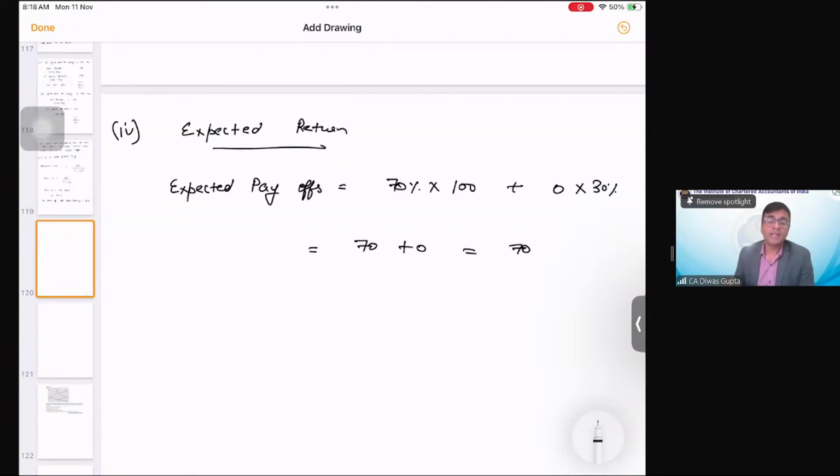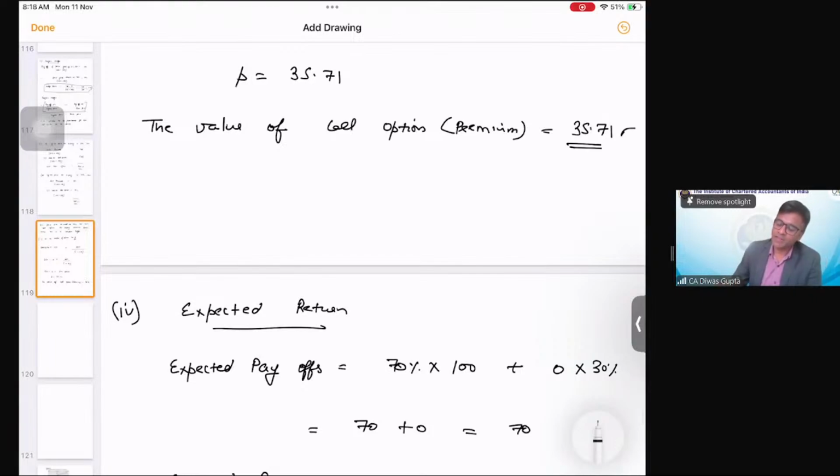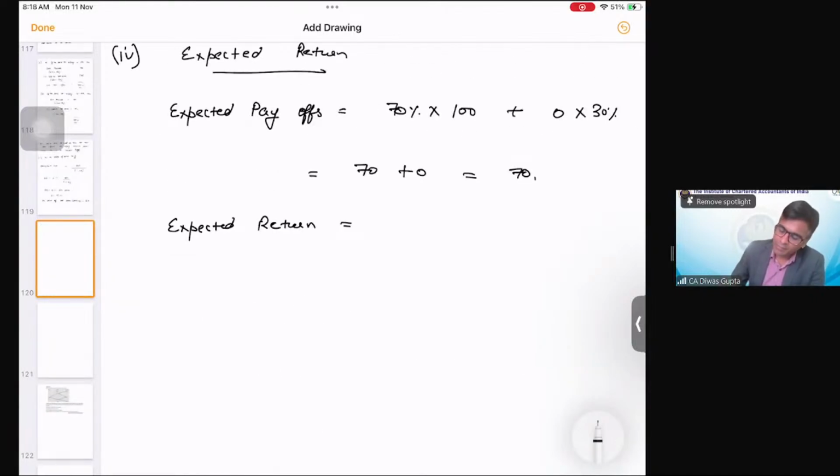And one more thing, students, here we need not consider the 0.5 short selling of the options because that is not important here. Here we are only calculating the expected return on the standalone call option. Okay. So I am going to invest 35.71. Against that, the most likely expectation is that I will get 70 rupees.